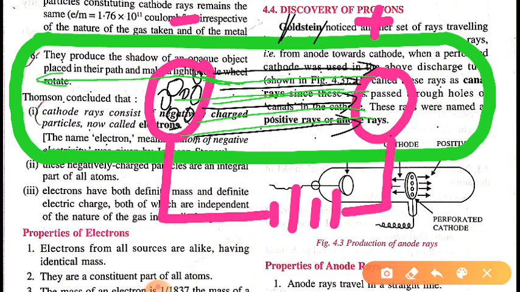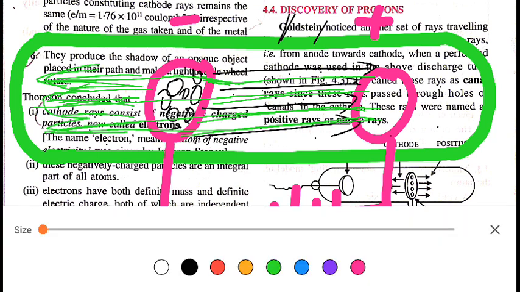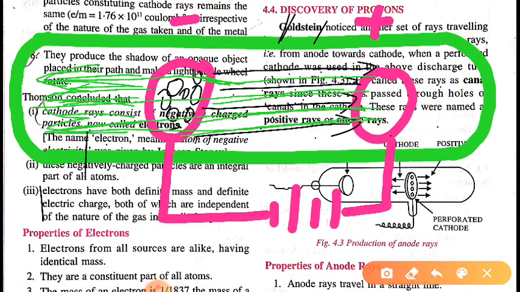Goldstein observed that simultaneously, the way a ray was traveling from cathode to anode, in the same way one ray was traveling from anode to cathode. Since there is a perforated cathode, this ray passes through that hole and comes out here. Goldstein gave the name proton, or positive rays, to these rays.